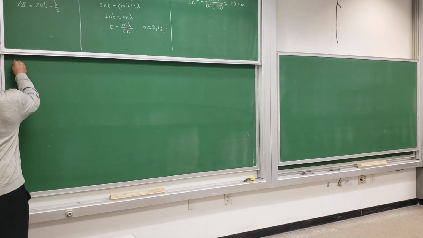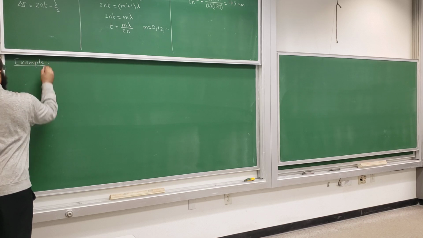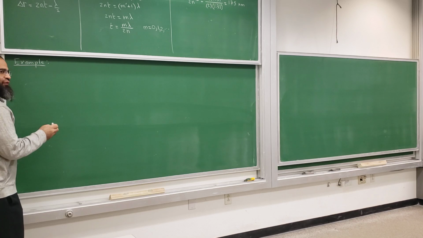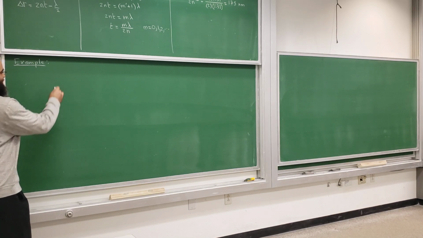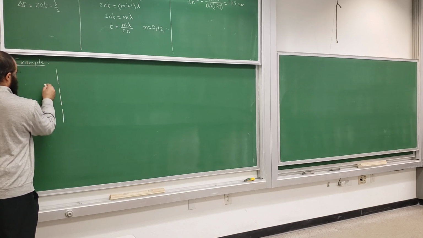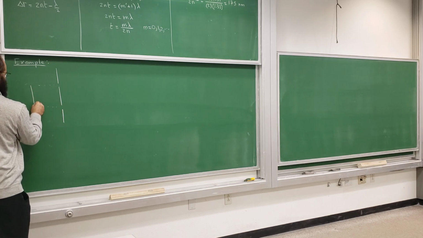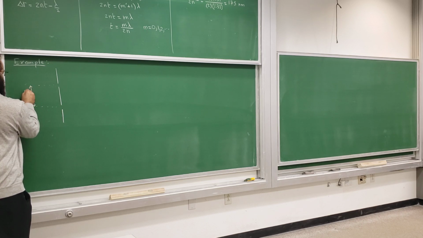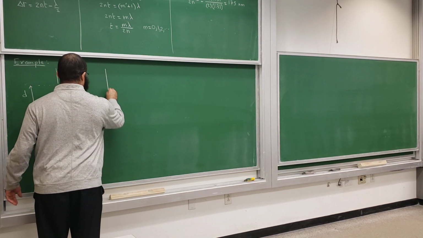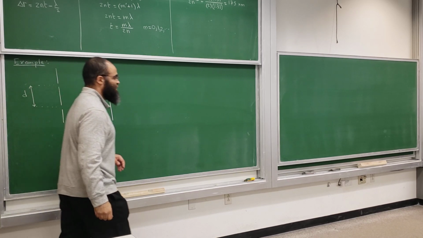So here is the next question. The next question is going to be about interference, the double slit interference. So here is a double slit. The distance between the two slits is going to be D, right? No problem there, right? And we have a screen here. And the screen is very far away, so we can use small angle approximations.